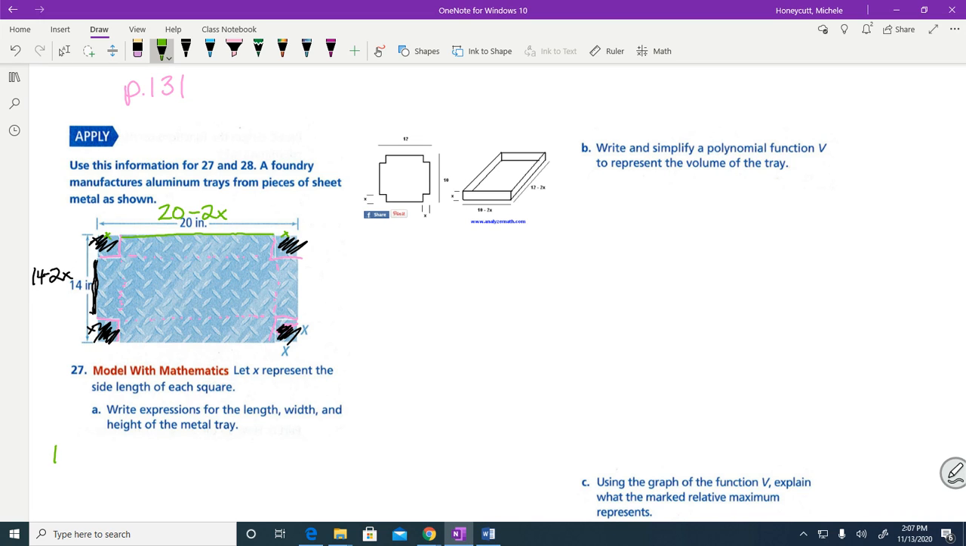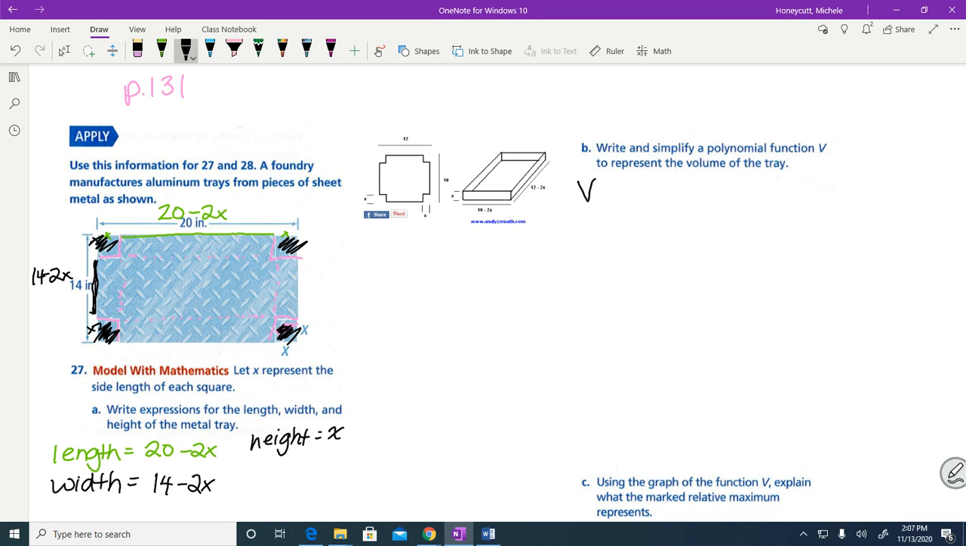So the length would be 20 minus 2x. The width would be 14 minus 2x. Now we need the height. So if you think about it, it gets folded up right there, it comes from folding this tab upward. So the height would be x. So write expressions for length, width, and height of the metal tray. Done. Part B. Write and simplify a polynomial function V to represent the volume.